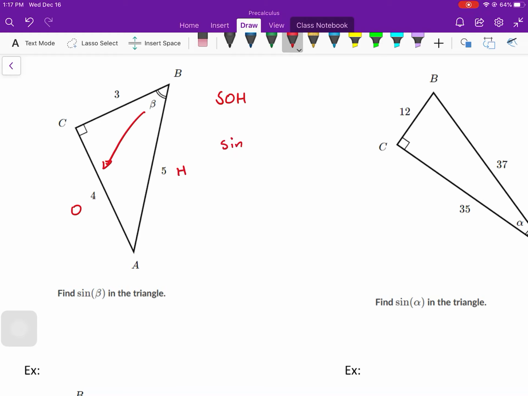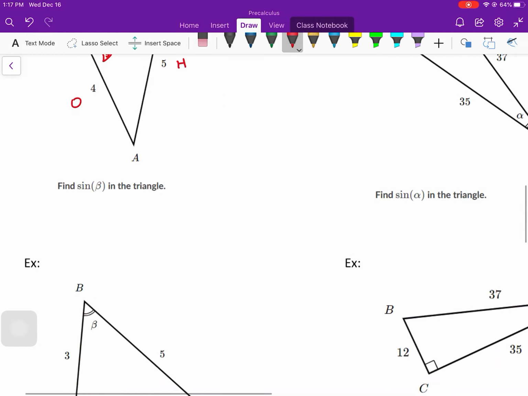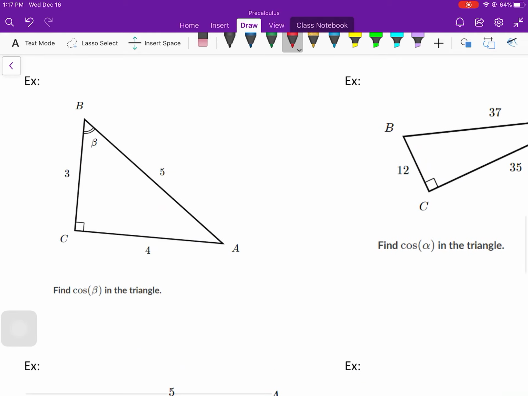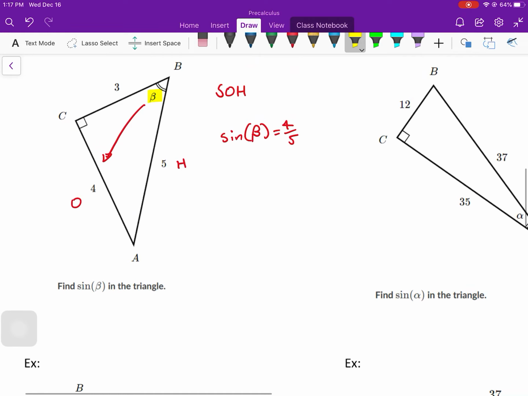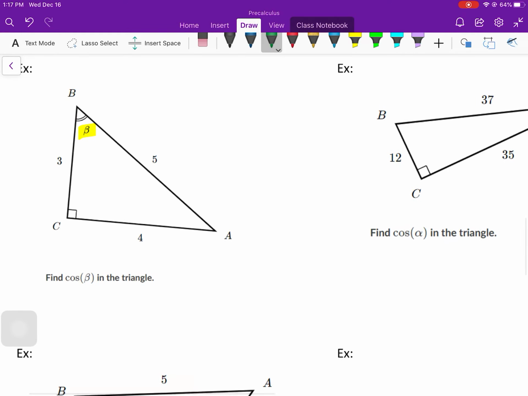So sine of beta equals 4 over 5. Simple. What about cosine of beta? So here's our reference angle, and I should be highlighting that. It's kind of obvious already. So cosine of beta, what is cosine? Well, cosine, if you remember from SOHCAHTOA, cosine is adjacent over hypotenuse. So adjacent is this side next to it.